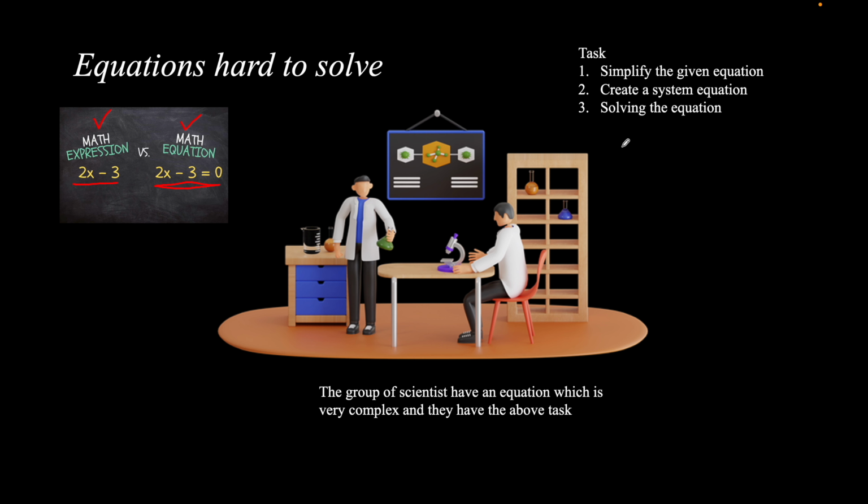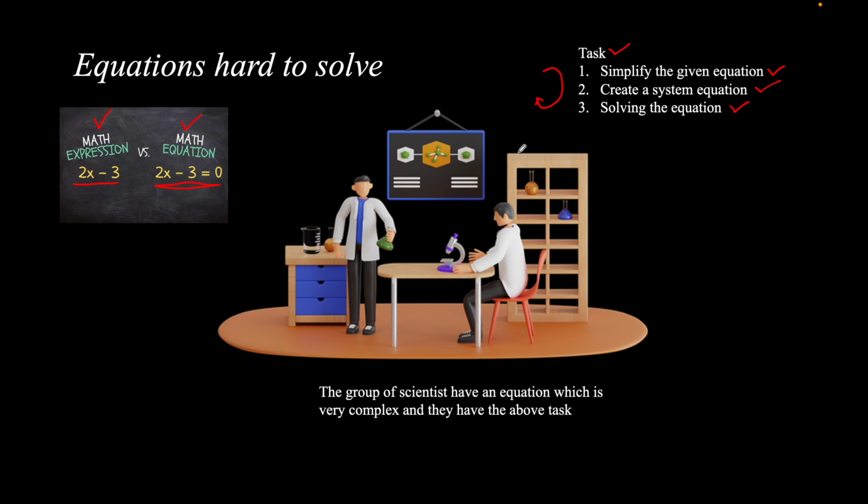Now consider the task that they want to do in this case, right? So they are discussing, but they are not able to conclude on something. So they find a checklist, and based on that checklist, the things that they need to do to complete the task are mentioned here. So first, they need to simplify the equation, and then they need to create the system equation, right? And then they want to solve that equation. So this process needs to be repeated over and over again, right?